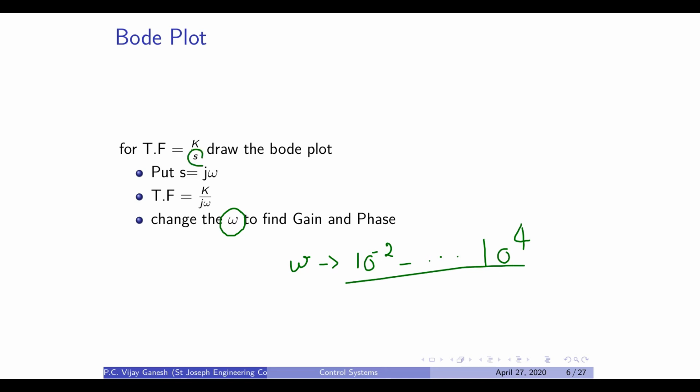Now before changing the values, I just want to highlight what the root location is here. We have to identify first whether it is a pole or a zero. Since it is in the denominator, we can say there is a pole. What is the location of the pole? If I write s equals 0, my location of the pole is at 0. That means we have a pole at the origin.